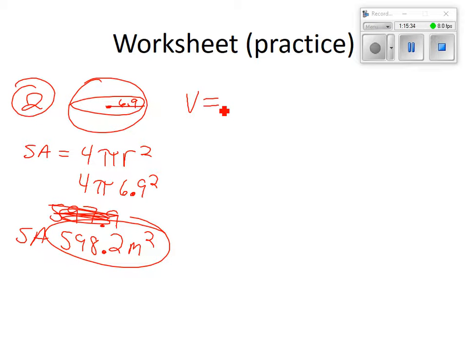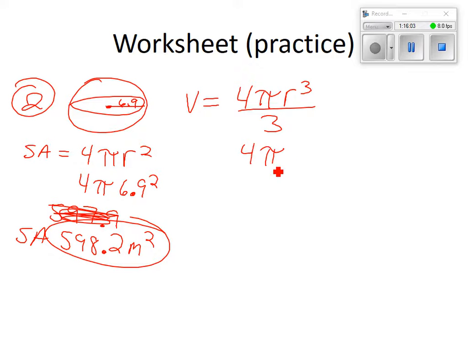Volume. That's why we want to do it twice, right, Mallory? To make sure. Volume. What's the formula for volume of a sphere? 4 times pi times radius to the third power divided by 3. Is that right? What goes in place of radius this time?